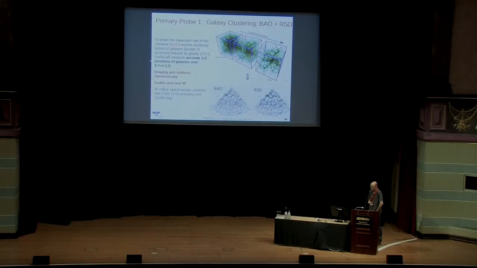So Euclid will accurately measure 3D positions of galaxies over this redshift range from 0.7 to 1.8. And for this, it will do imaging and slitless spectroscopy, both in the visible and the near IR. Well, actually, spectroscopy will be only in the near infrared, and this is basically to target H-alpha at redshifts higher than 0.7. So in total, Euclid will measure 35 million spectroscopic redshifts with an accuracy of 0.1% over 15,000 square degrees.